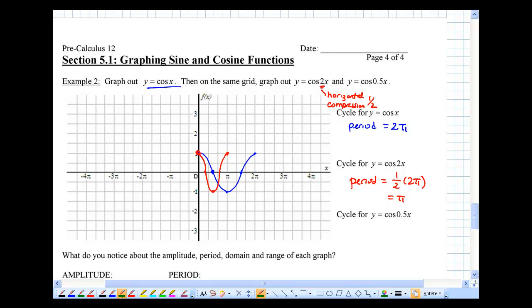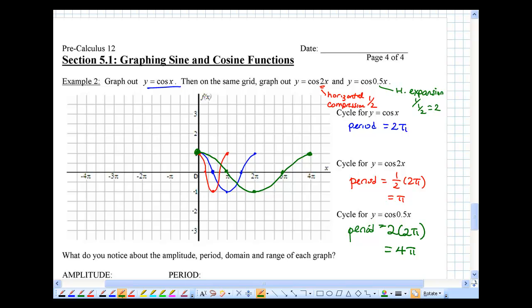Thirdly, we have cosine 0.5x. You guessed it, this is a horizontal expansion by a factor of what again? Remember, it's always the flip, 1 over 1/2, that's equal to 2. So in this case, my period actually doubles from the original one, from the blue one, not from the red one. And so, looks like it's 4 pi. So I'm still starting at 0, but instead of stopping at 2 pi, I'm stopping at 4 pi. Instead of being at negative 1 at pi, it's now at 2 pi, and everything else in the middle. So you see how I stretch this out? There you go.